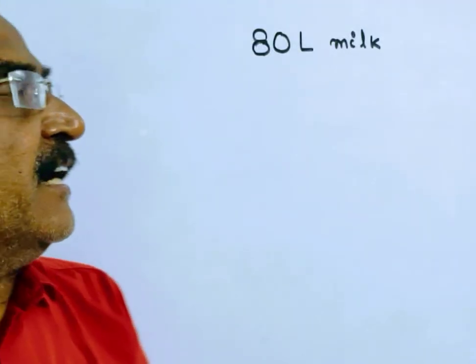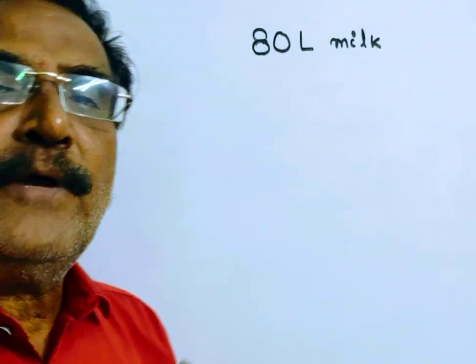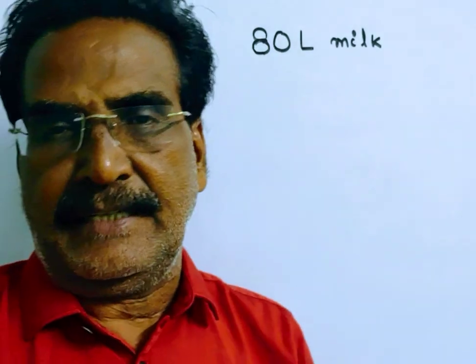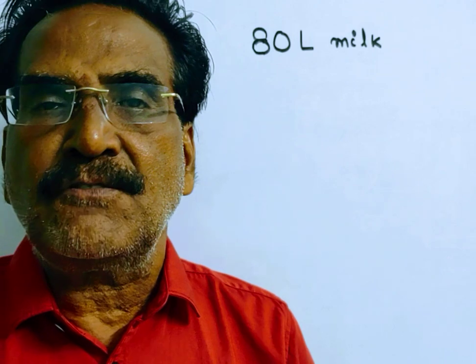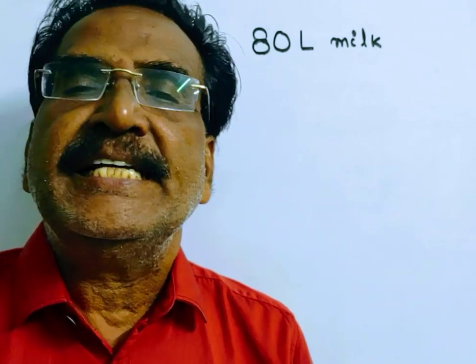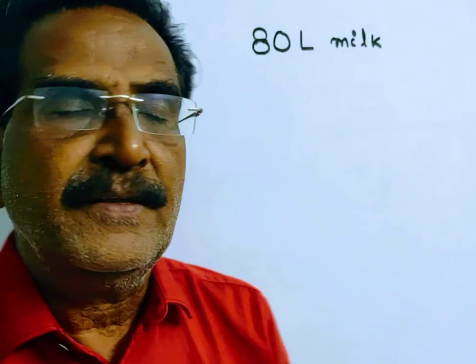See friends, a can contains 80 liters of milk. Now 8 liters of milk is drawn and replaced by water. And this process was repeated further 2 more times. And here our question is, what is the quantity of the milk left in the can?